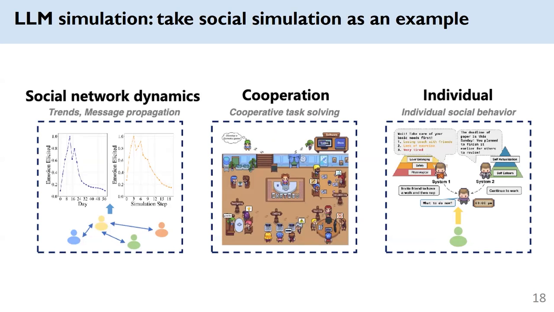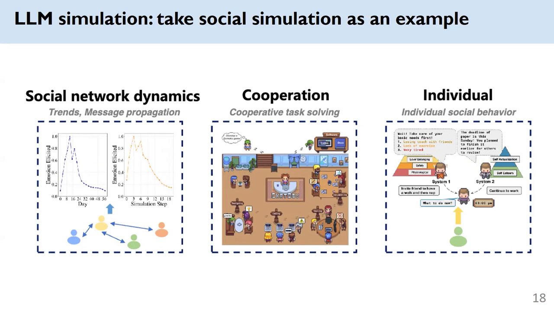We want to take some important examples to show the different simulation goals of these works. We take social simulation as an example. We divide the existing works into three groups. The first group of works tries to simulate social network dynamics, such as how information propagates in the social network, to observe message propagation, trends, and the propagation of different opinion dynamics in such a social network. So this is the first kind of work.